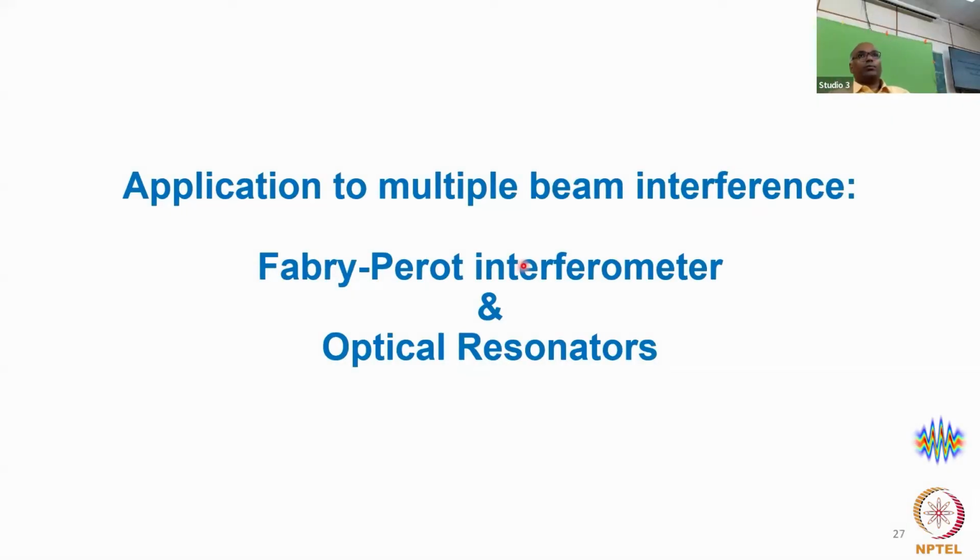Okay, so now let's come to the main business of this lecture. We have now seen scenarios of light beams interfering, light waves interfering. Now we want to go a step forward and consider a fairly sophisticated scenario of multiple beam interference, which is going to be of immense interest to this course.